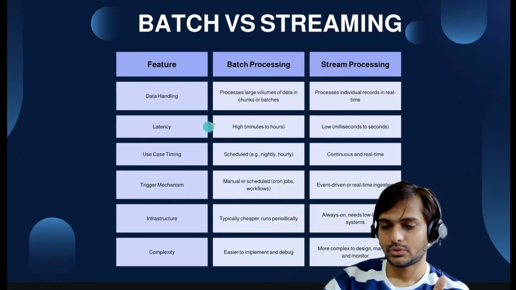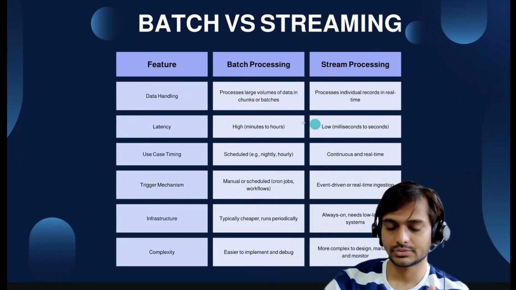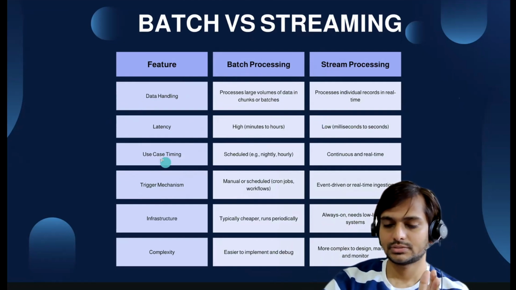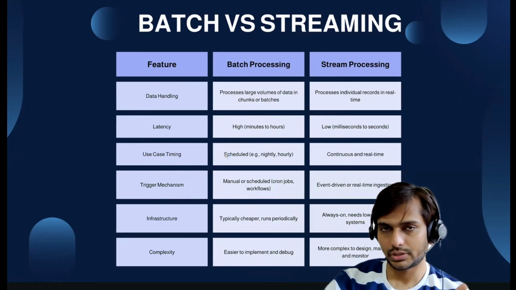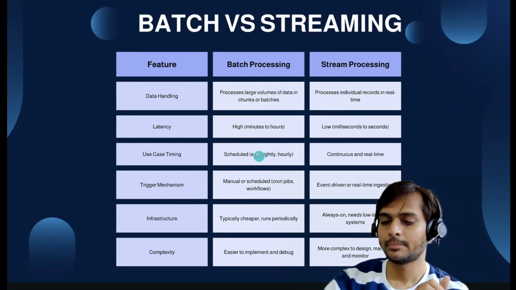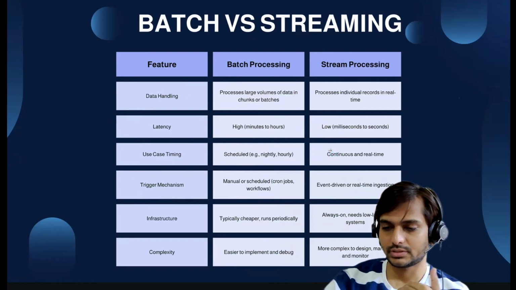And latency: in batch processing, latency is high, it might be minutes to hours. But in stream processing, latency is very low, in milliseconds or microseconds, because data is processed as and when it arrives. Then use case timings: batch processing is scheduled nightly, hourly, weekly, monthly, etc. Stream processing is always continuous, running 24/7.